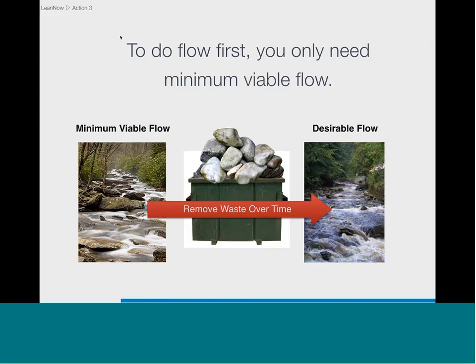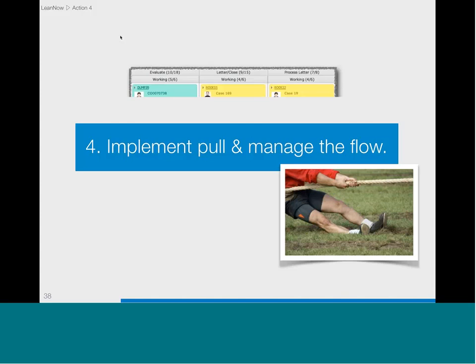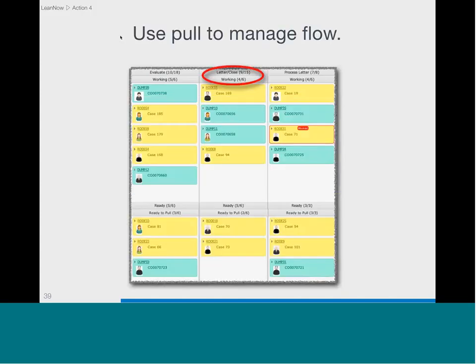The next step is to implement pull and manage the flow. So this is really bringing the system live at this point. Here's a piece of a Kanban board, and you'll notice at the top there's a limit. The limit's 15. This is that complaint system again, and they have to write a letter to the violator at this point, and so that's what this step is.